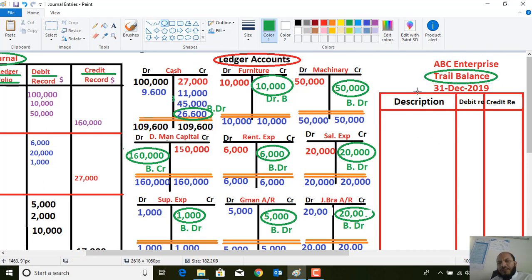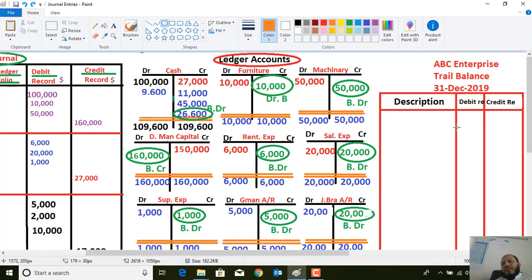While preparing the trial balance, we should consider some important things. First of all, we should write down the company name on the top of the trial balance. Here, as you can see, I have encircled the organization name, ABC Enterprise. For ABC Enterprise we are preparing the trial balance, and it should be developed on a specified date, which is 31st December 2019.